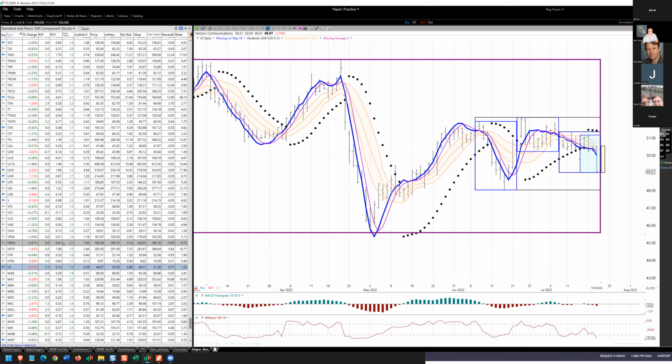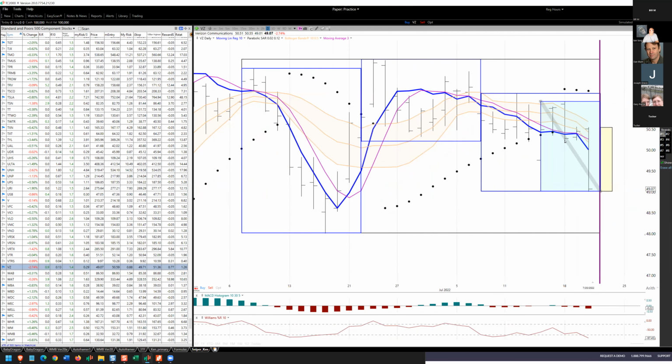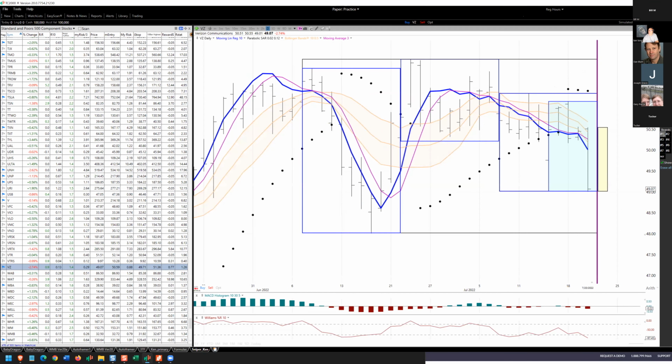Yes, indeed. I can't even make this stuff up. So this is what you got in Verizon. The previous 5 days, that range was really small. And today's breakdown, when that breaks down, look what you got intraday. Oh, should have been smarter on that.